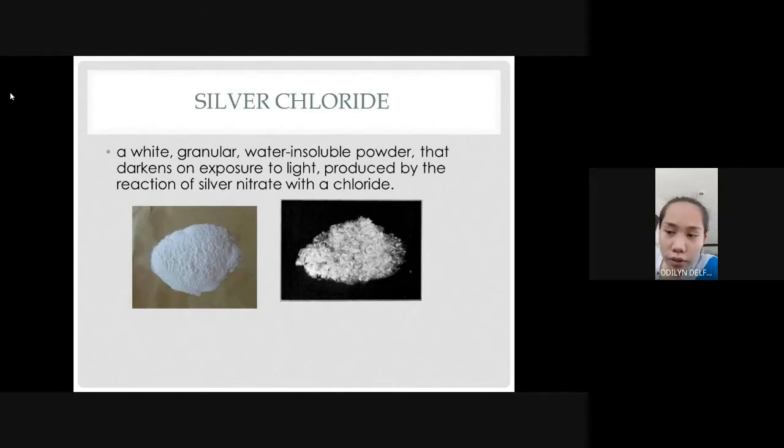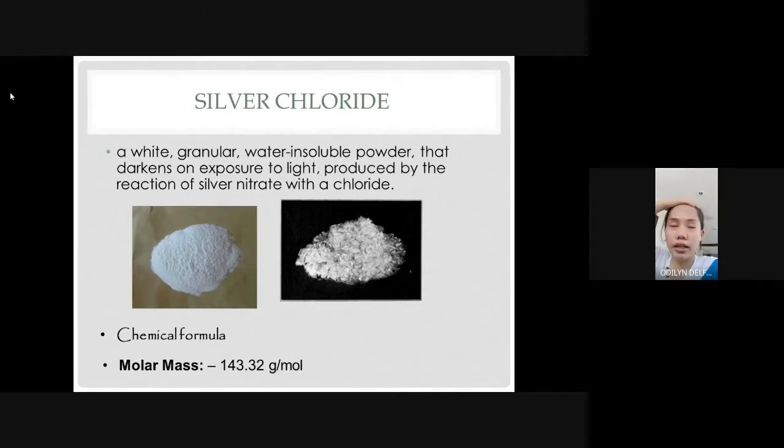So, next is silver chloride, a white granular water-insoluble powder that darkens on exposure to light, produced by the reaction of silver nitrate with chloride. Its chemical formula is Ag positive and Cl negative. The molar mass is 143.32 grams per mole.